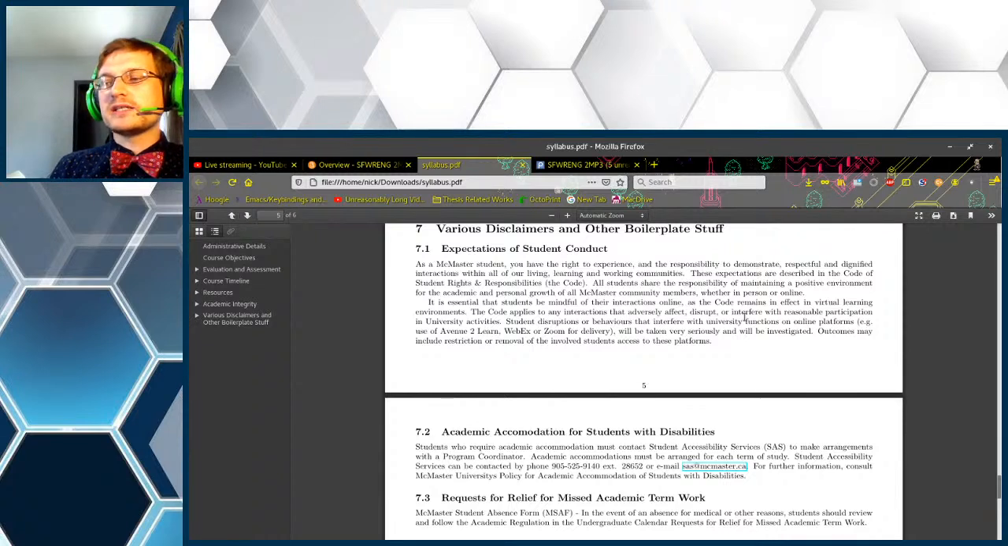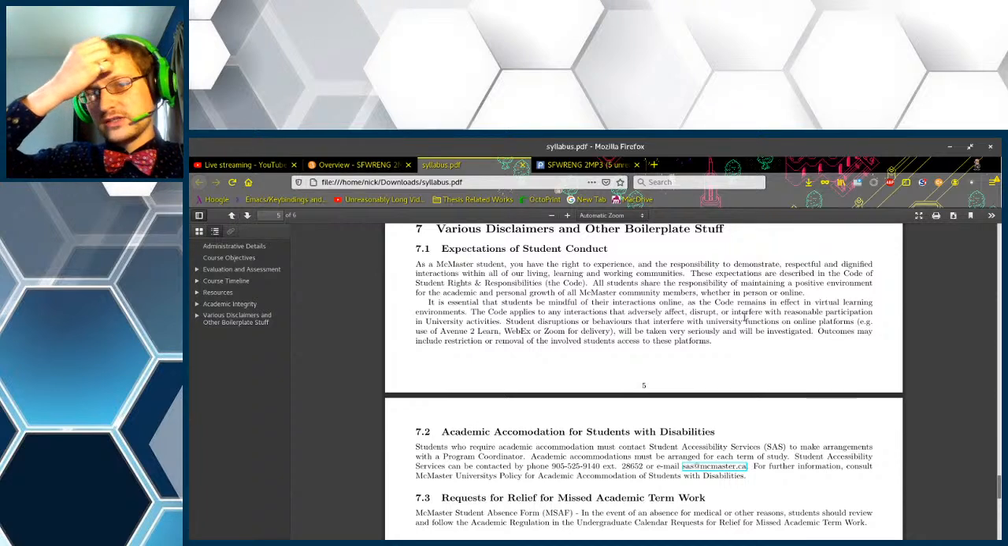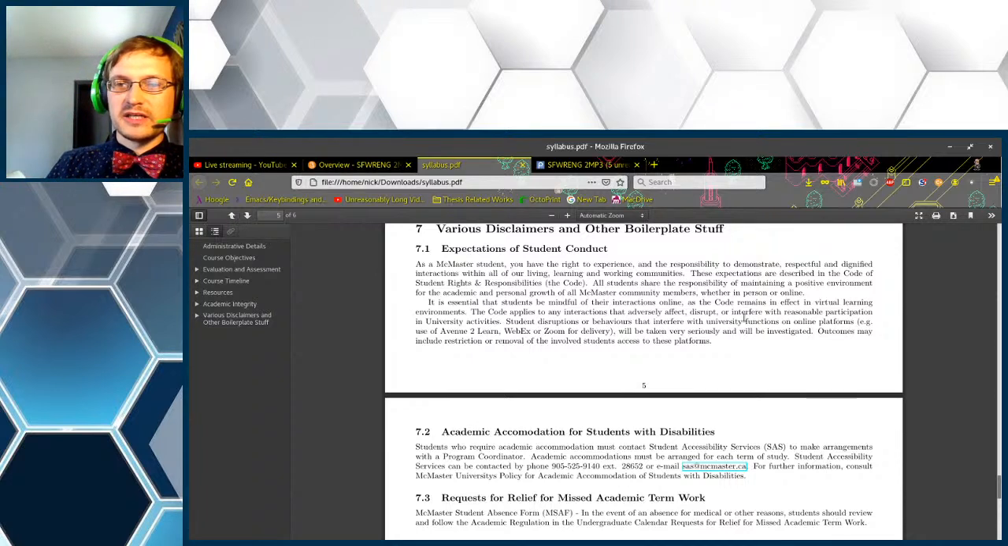Expectations of student conduct. You guys right now are under the auspices of the Code of Student Rights and Responsibilities, whether you realize it or not. Your online interactions with myself, the TAs, your other students, are subject to the stipulations in the Code of Conduct. This means, basically, don't be a jerk, don't harass people, don't call people names, just be a cool person, in general.